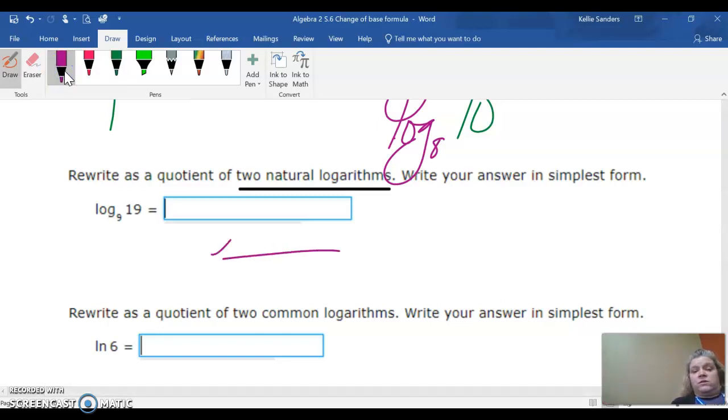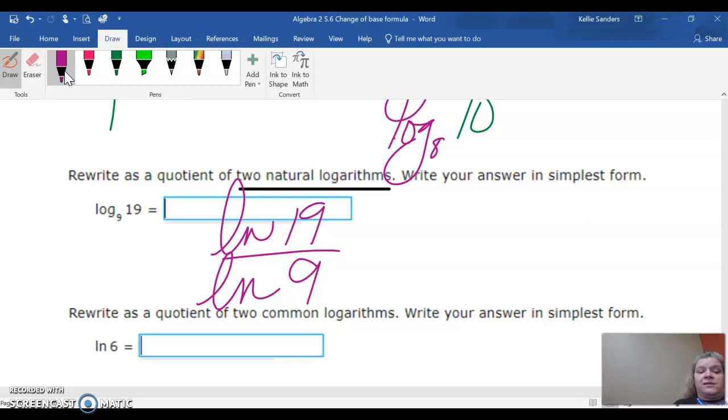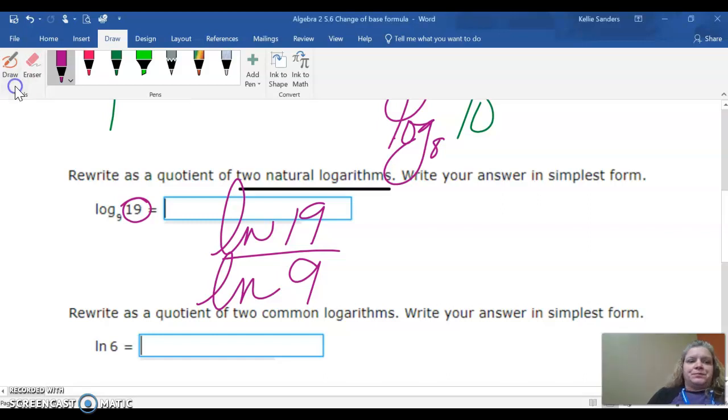Okay. Rewrite as a quotient of 2 natural logarithms. So quotient, 2 natural logarithms. So we're going to have ln on top and ln on bottom. The 19 goes on top and the 9 goes on bottom. Not because the 19 is bigger than the 9, but because the 19 is the argument, and that doesn't mean that they're having fights with anybody or anything, but it means it's the answer if it was actually written into an exponential form. And then 9 is the base, and the base always goes on bottom.